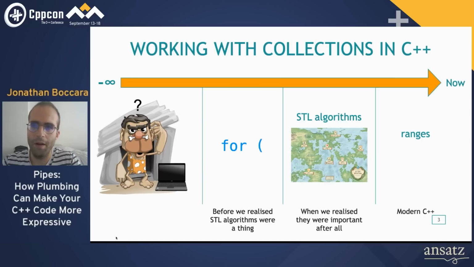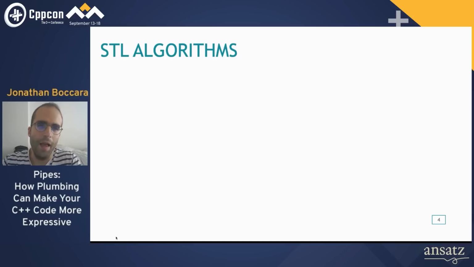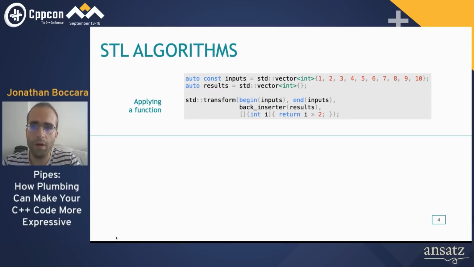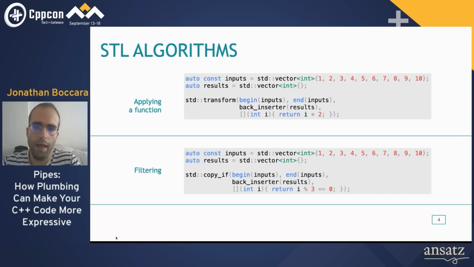Let's zoom in a little on the transition between STL algorithms and ranges. Let's take a very simple use case for STL algorithms, which consists in applying a function on every element in a collection. So we've got a collection of numbers 1 to 10, and we'd like to apply a lambda function here that multiplies the number by 2. We can do that with transform. Now, another basic use case for STL algorithms is to filter based on a predicate, and then we'd use copy_if with a predicate like the one here.